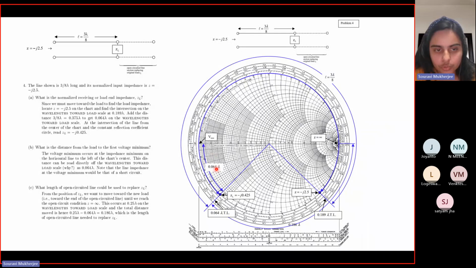Now, what length of open circuited line could be used to replace ZL? So basically, this is the ZL that you get at this length.